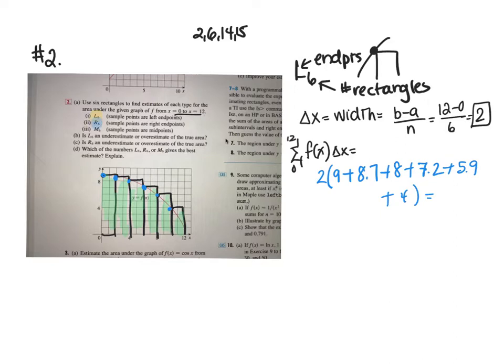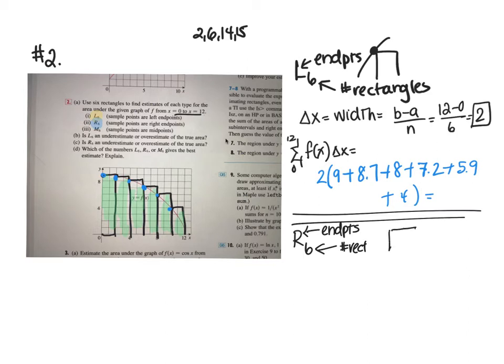So if I do the right 6 here, and let's go back and call that one, again, right 6. R6 means that my endpoints are going to touch to the right, and there are going to be 6 rectangles. So if I have a rectangle, it needs to touch to the right, something like that. I still need my width. So delta x is going to be my width, and I take the endpoints, subtract them, and divide by the number of rectangles. So I have 12 minus 0 divided by 6, so each rectangle is 2, just like I did before.